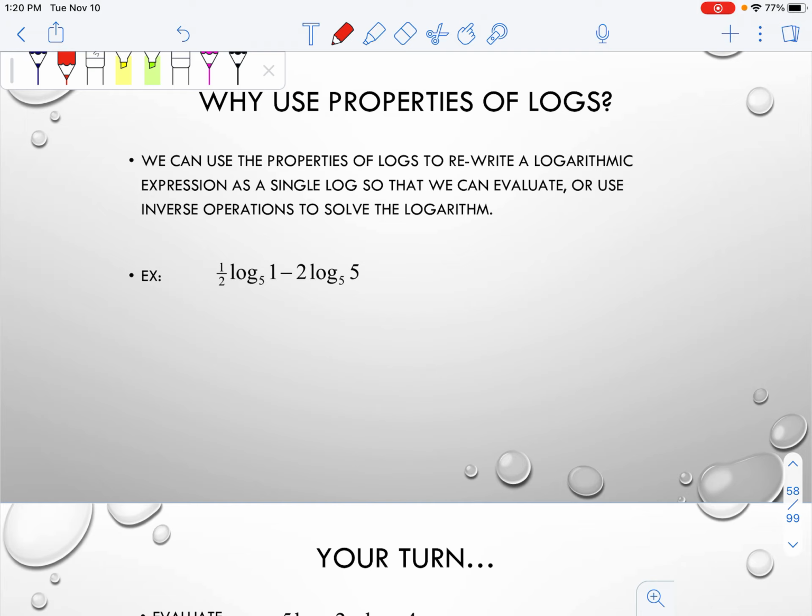As we look at this question, there's a lot going on, but we have to kind of look at each term individually. So I'm going to make this coefficient become the exponent. I'm going to do the same thing for the other one.